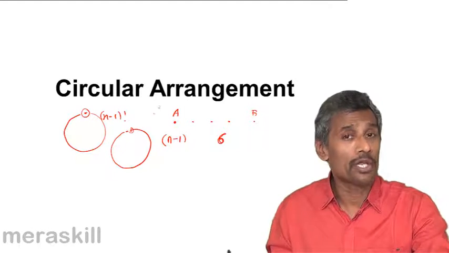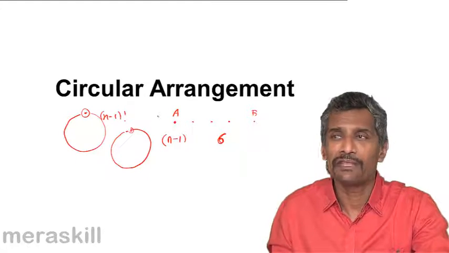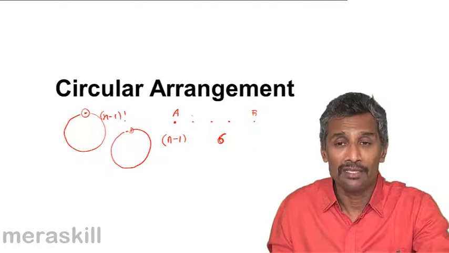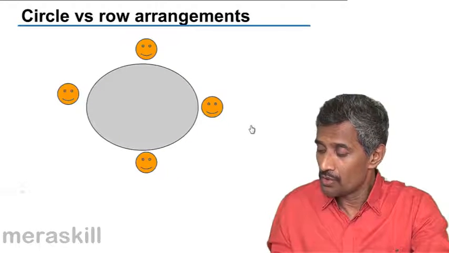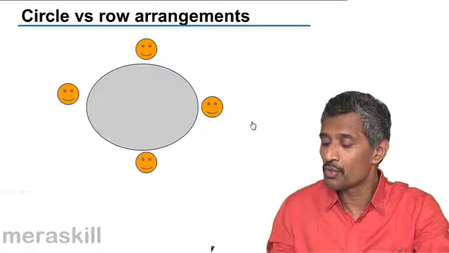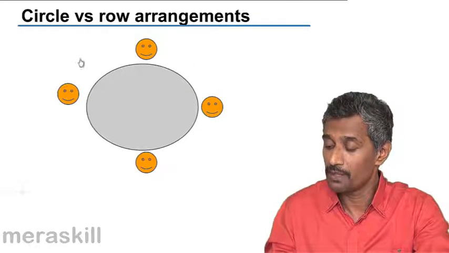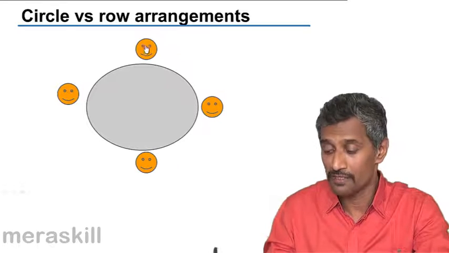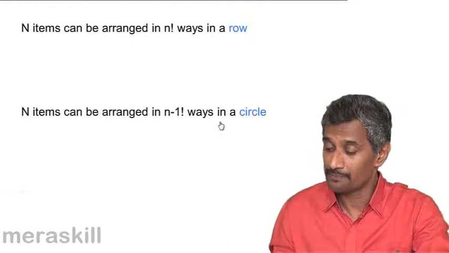Now this simple logic, how can it be used to modify the various formulae that we undertook? So let's see these cases. So we have circle versus row arrangement. There's a circle, there's the first one, second one, third one, fourth one, but the first is again the last one. So the first and the last are one and the same. Let's take some examples to understand.